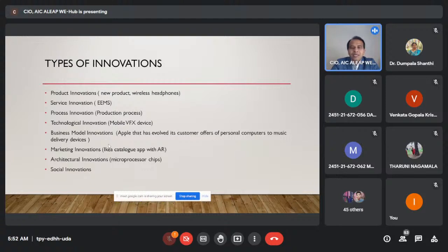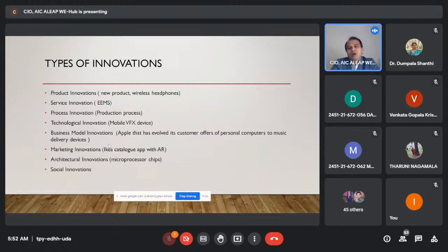And so you can come up with several applications. Suppose you want to visit a museum, you can see it through a mobile VFX device. If you want to visit any company, with all the reactors and all the manufacturing machines, you can see that with the help of this mobile VFX device. So this is a very good technological innovation.